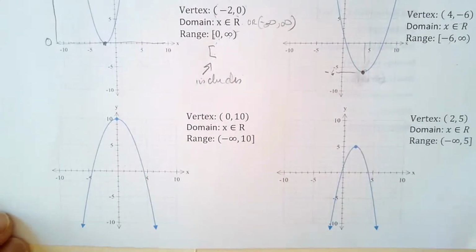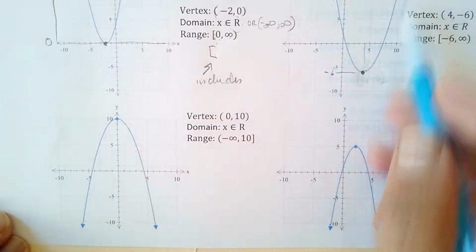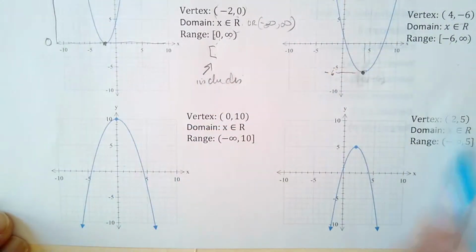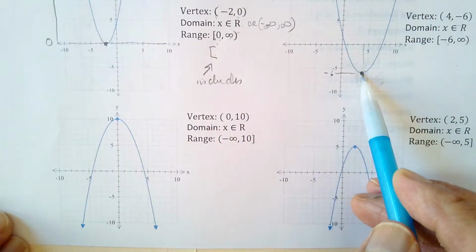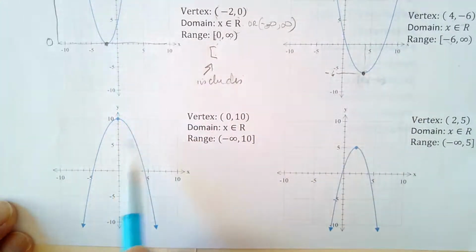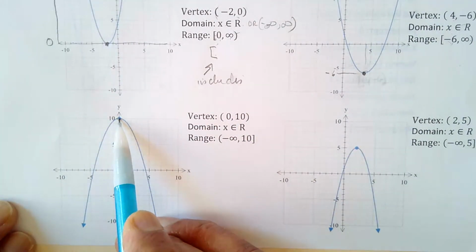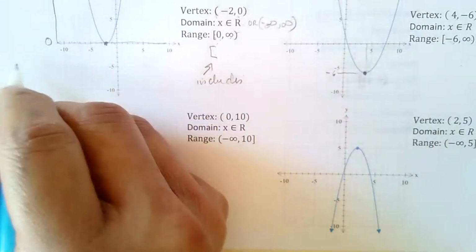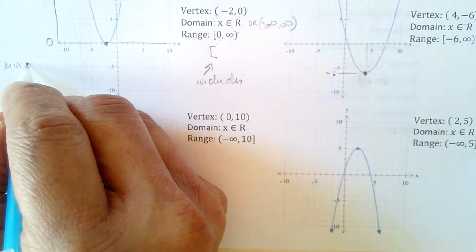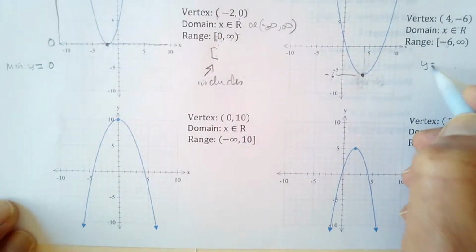The last two, now these graphs, these parabolas are going up, so therefore there's a minimum. So you have a minimum value. Your minimum value is the y value of your vertex. Now, if the graph is going down, it has a maximum value. So we can see the minimum value here, if you want to write it down, the minimum is y equals 0.